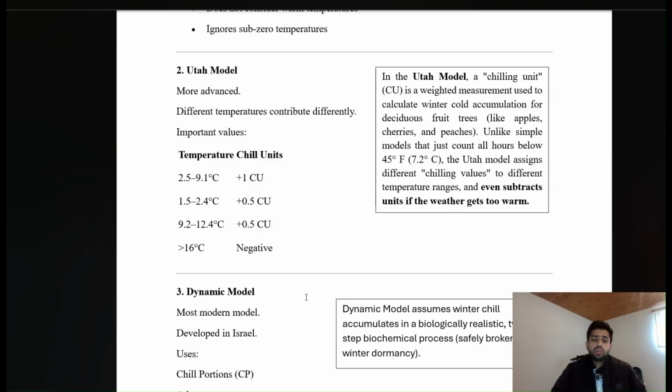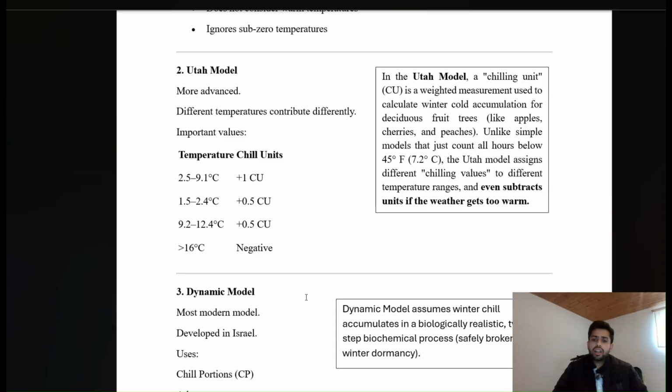Different temperatures contribute differently. If you have 2.5 to 9.1 degrees Celsius, this is in the range, so it will count one chill unit. But if the temperature is lower, then it will count 0.5 chilling unit. If the temperature is higher than the range, then it will also count 0.5 chilling unit. And if the temperature is far above the range, then it will count as negative, and the chilling hours will be subtracted from the counted ones.